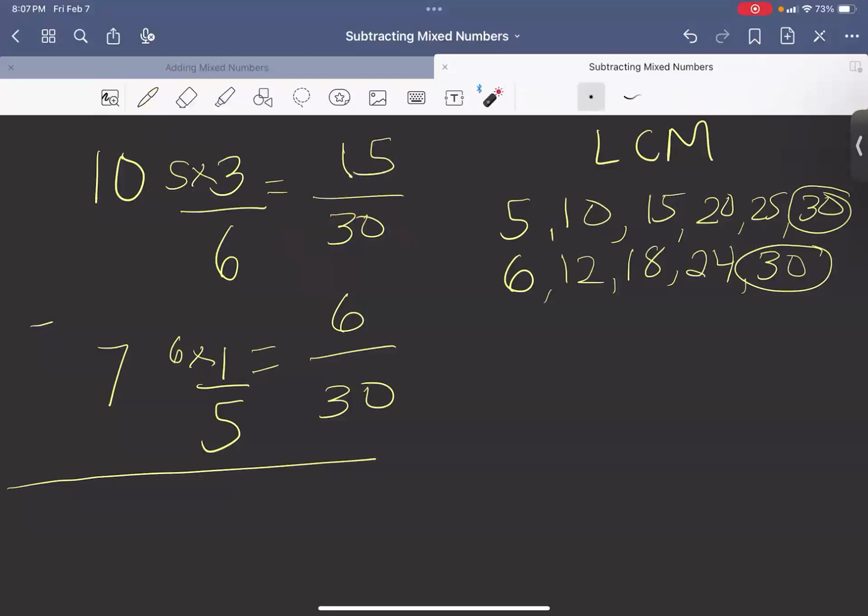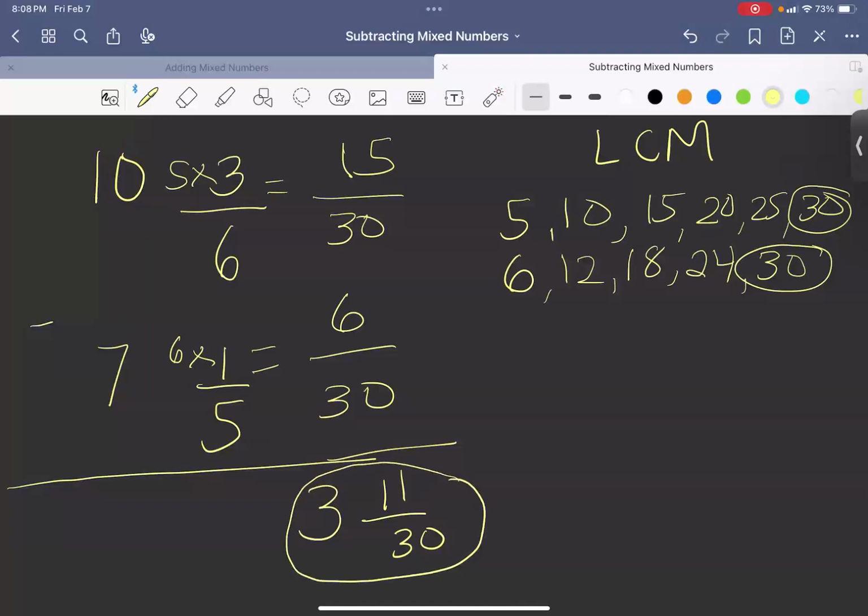So now the denominators are the same, so I can subtract. 15 minus 6 equals 11, and we keep the same denominator. Now I have to subtract the whole numbers. 10 minus 7 is 3. So our final answer is 3 and 11 over 30.